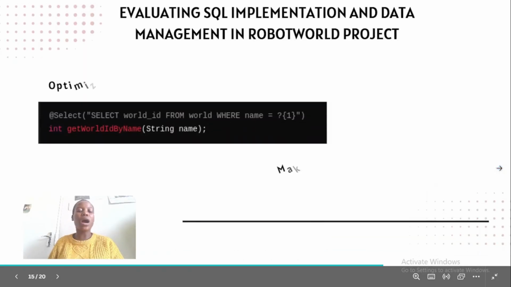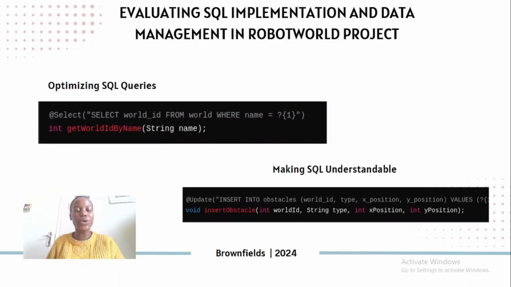The other one will be how we optimize the SQL query. The SQL query retrieves only the necessary world ID, optimizing performance by reducing data processing overhead. By limiting the selection to a single column, the query is efficient, especially for frequent operations. So in this query, we are selecting only the world ID from our world, where the name of the world will be whatever that you've saved. It is the name of your world.